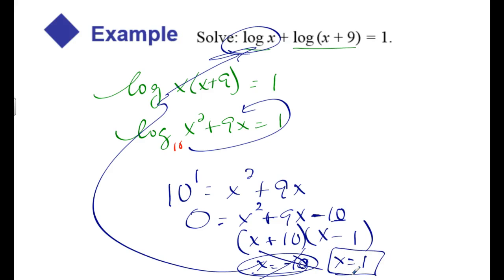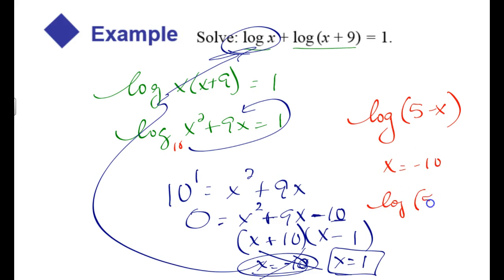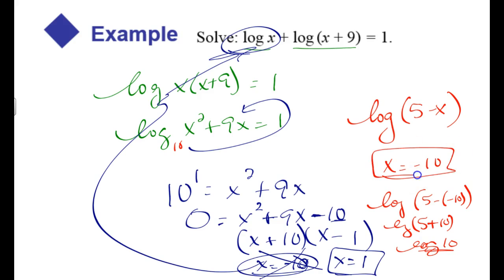But don't be deceived by thinking that you can't have x be negative answers. I've seen problems where the original problem would be something like this. Well, if x is negative 10 now, then that would be the log of 5 minus a negative 10, and then I'm fine, because that's really the log of 5 plus 10, which is the log of 15. So here's an example where negative 10 is fine to work.